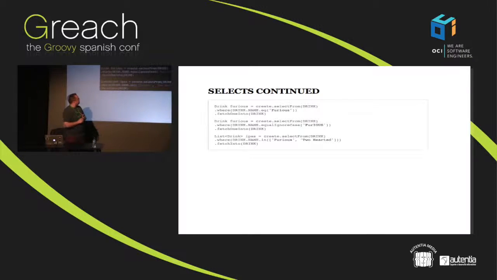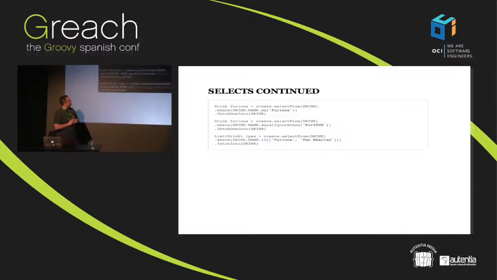More select examples. This first one is a simple where condition. This is an example of showing the type safety. It knows that the column drink.name has a string in it, and so it'll actually make sure that when you pass Furious, which is the name of a very popular beer in Minnesota, into there, that you're passing a string. So if you were to give it an integer or something else, you're going to get an exception.